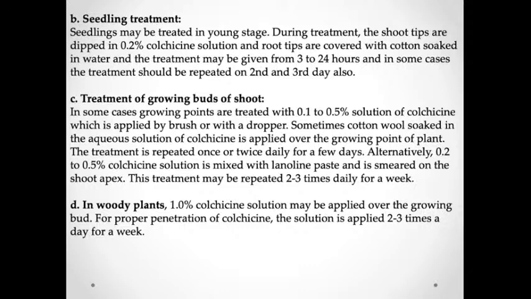And then treatment of growing buds of shoots. In some cases, growing points are treated with 0.1 to 0.5% solution of colchicine, which is applied by brush or with a dropper. Sometimes cotton wool soaked in the aqueous solution of colchicine is applied over the growing point of the plant. The treatment is done once or twice for a few days. Alternatively, 0.2 to 0.5% colchicine solution is mixed with lanolin paste and smeared on the shoot apex. This treatment may be repeated 2 to 3 times daily for a week.